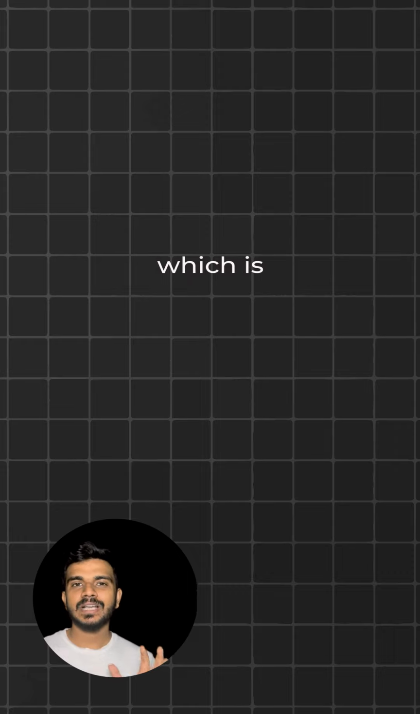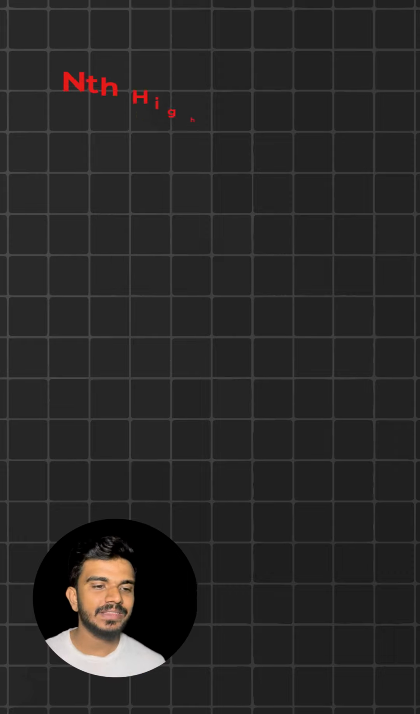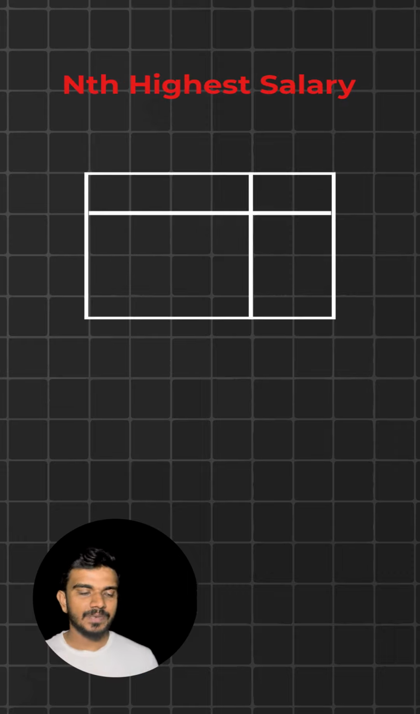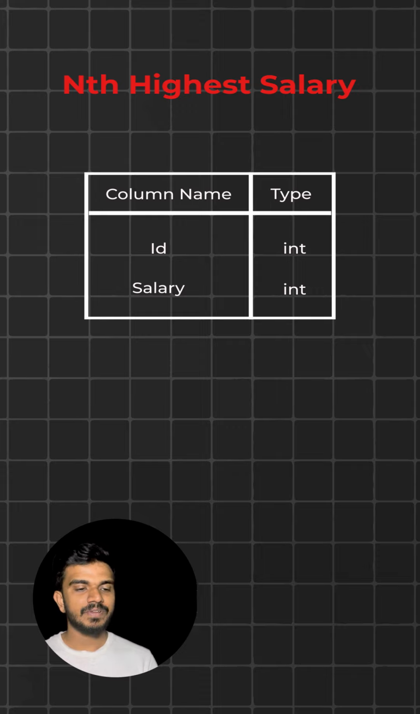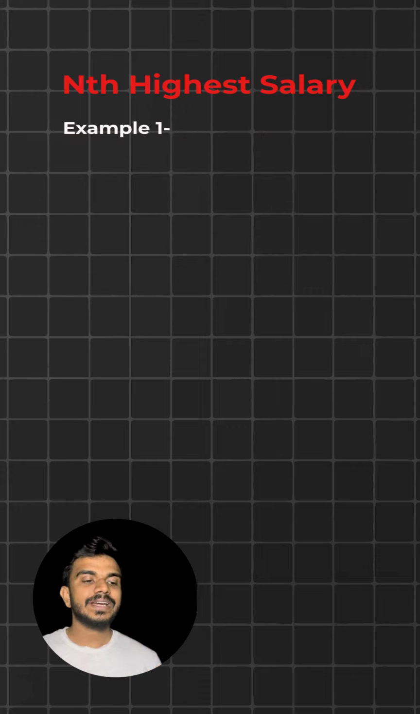SQL question which is asked in lot of companies, that is nth highest salary. क्वेश्चन बहुत सिंपल है कि आपके पास आईडी एंड सैलरी है विच इज इंटीजर टाइप and you have to find out the second highest salary. Let's take an example to see this.